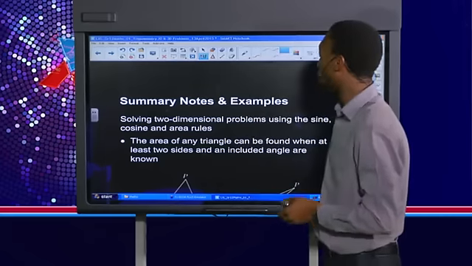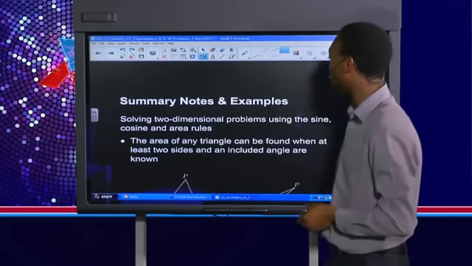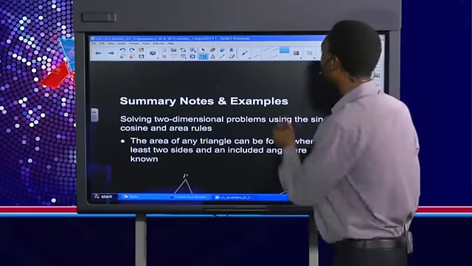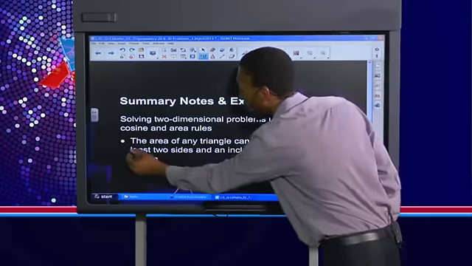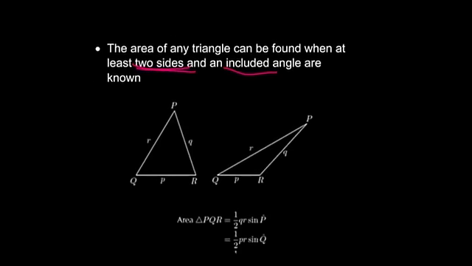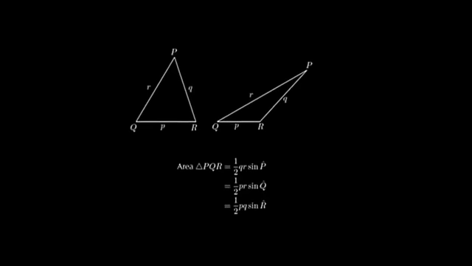It says we can work out the area of any triangle when we are given at least 2 sides. So we need at least 2 sides of the triangle, and very importantly, an included angle. And remember, included means between the 2 sides we are referring to. So let's look at our triangles. As you can see, it can be an acute angle triangle or an obtuse angle triangle.